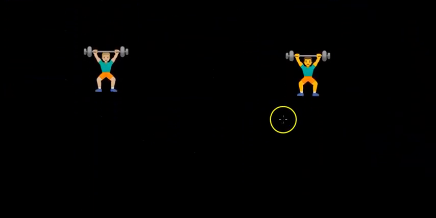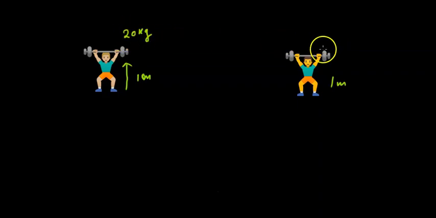Here two people are lifting some weight. Suppose both of them are lifting the same weight. From the ground, they covered a distance of, not 10 meters, suppose 1 meter. 10 meters is quite long. And both of them are carrying the same weight, which is 20 kg. This one is also carrying 20 kg. He applied the force upward, and produced the displacement in the same direction.